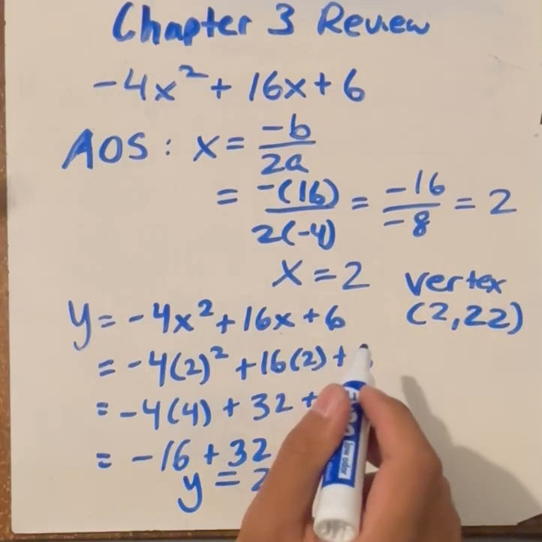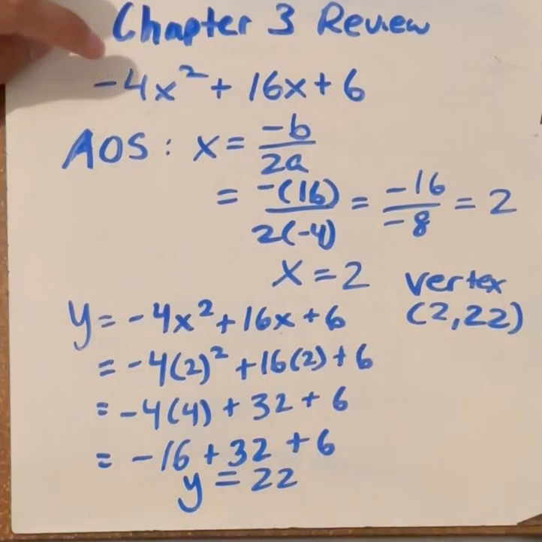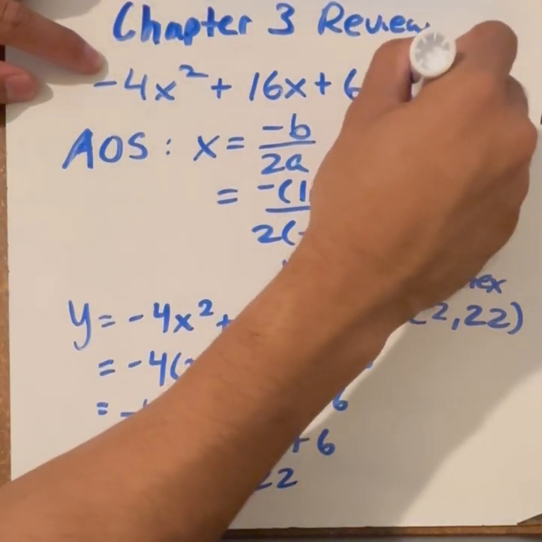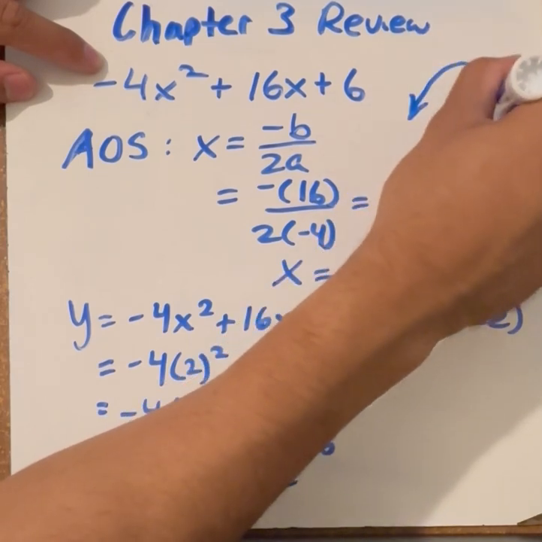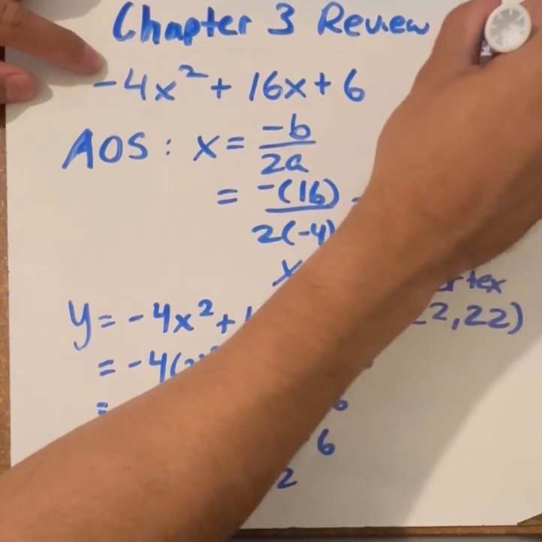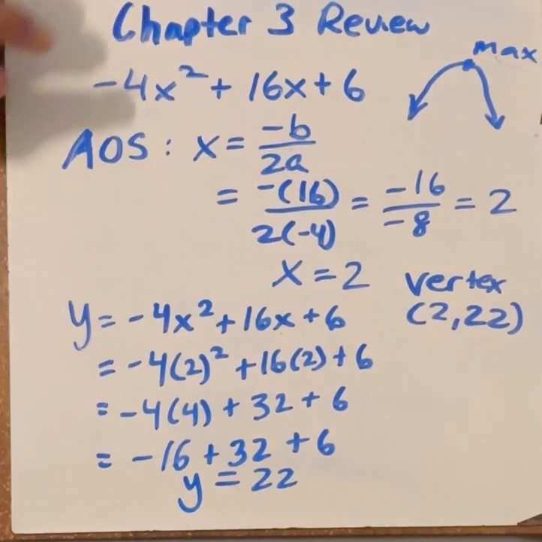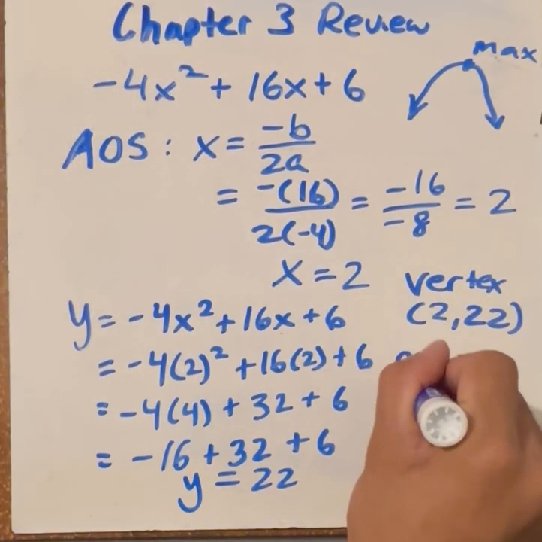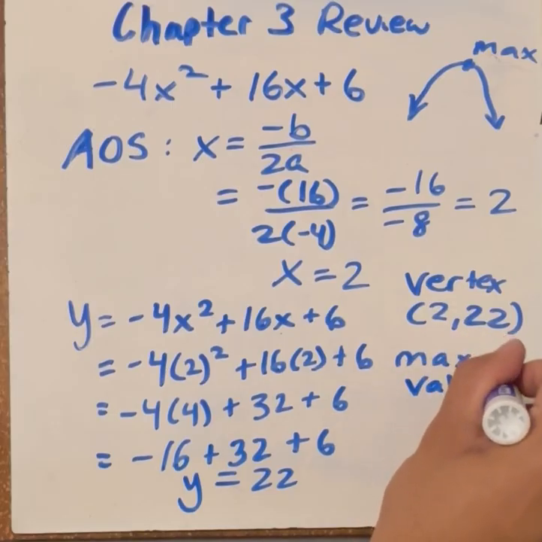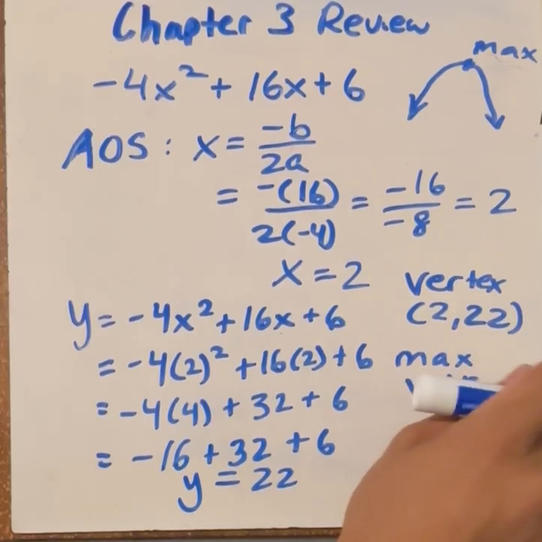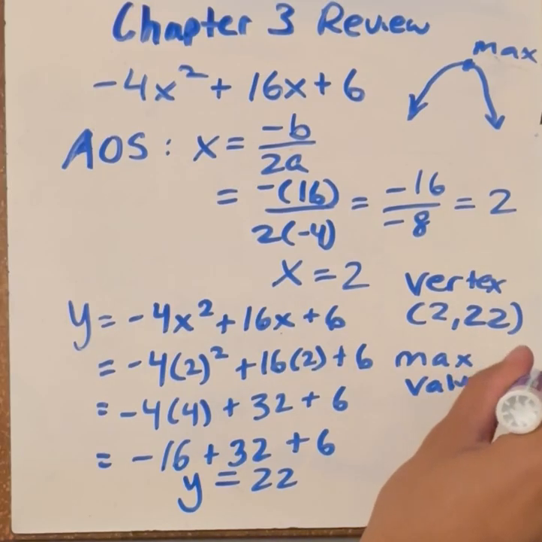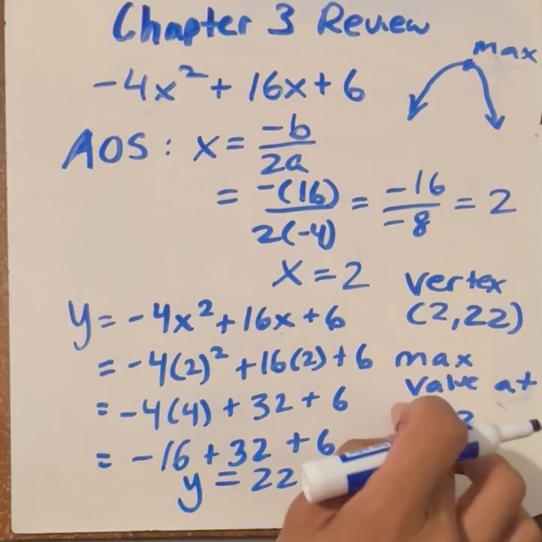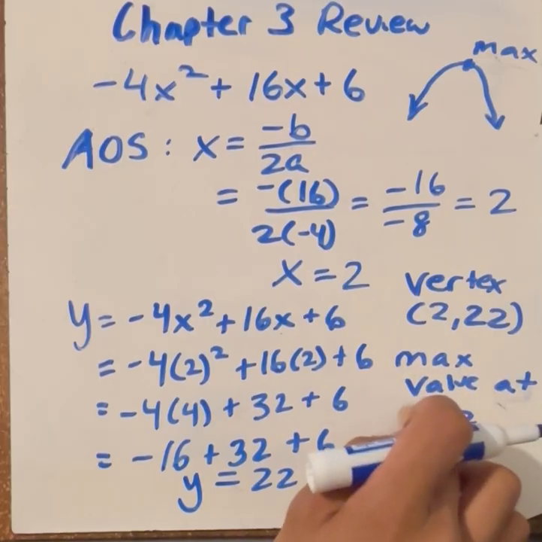Okay, because this is a negative a, right? The ax squared plus bx plus c, the a is negative. We know that our function is going to open down, so this makes it a max value. So your max value is at this y coordinate of your vertex. So we can say that the max value is, or we could say max value at 22. You could also say y equals 22, but 22 is good.